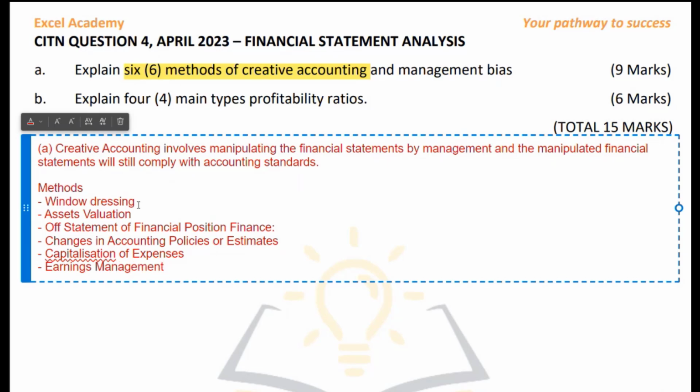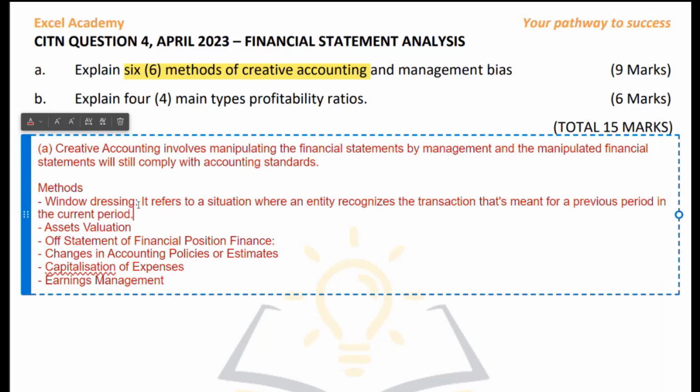So window dressing involves where an entity recognizes a transaction that's meant for the previous period in the current period. An entity can do this, for example, with payment to a supplier. The entity might not want the payment to affect the cash flow for this period, so it might decide, how about we recognize it in the next period so that it won't affect our cash flow for this period. That act is window dressing.